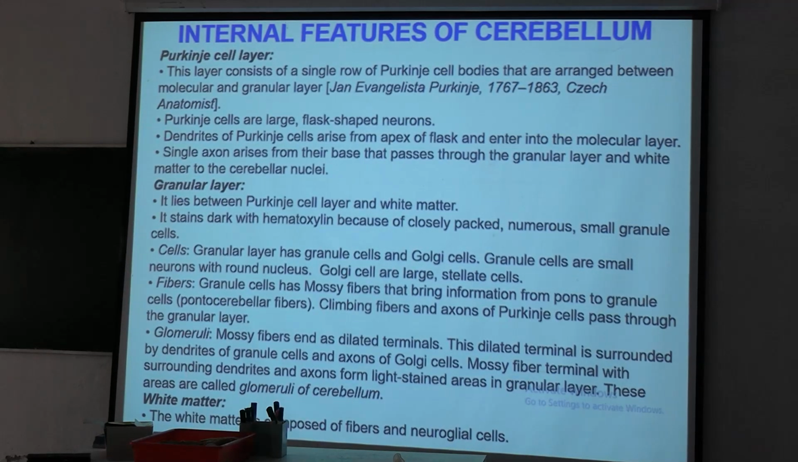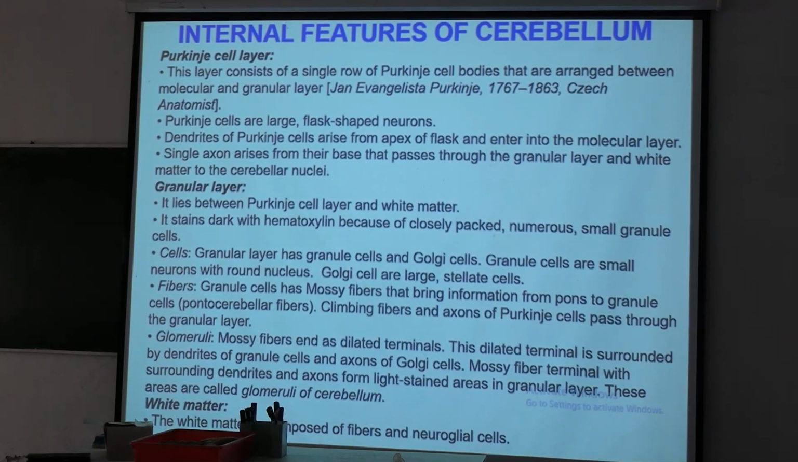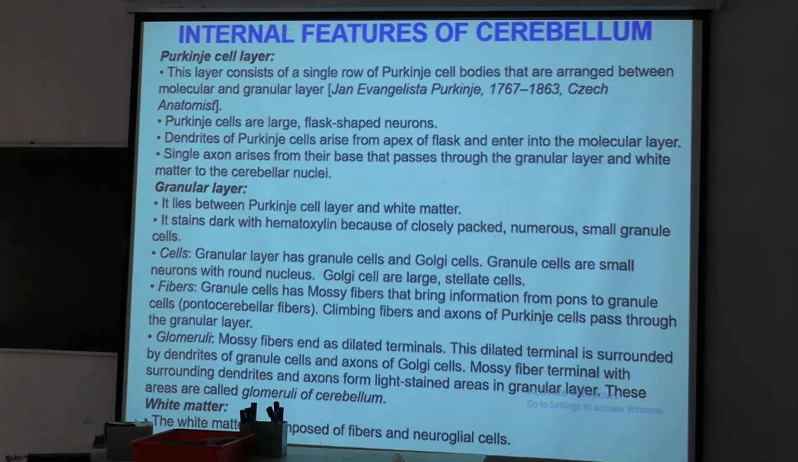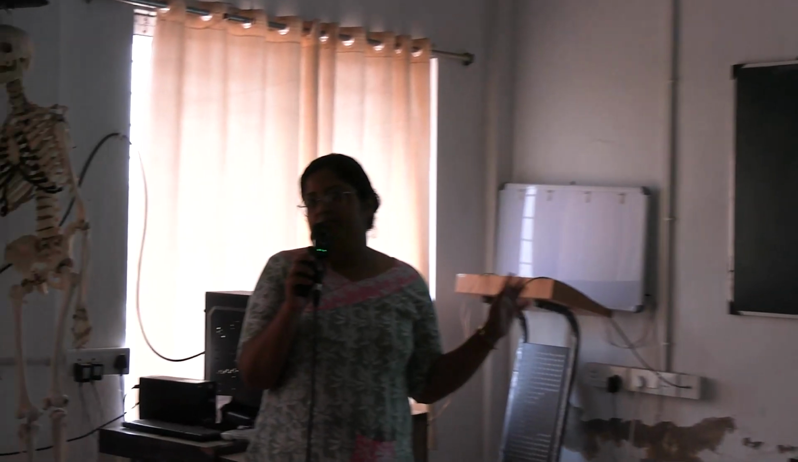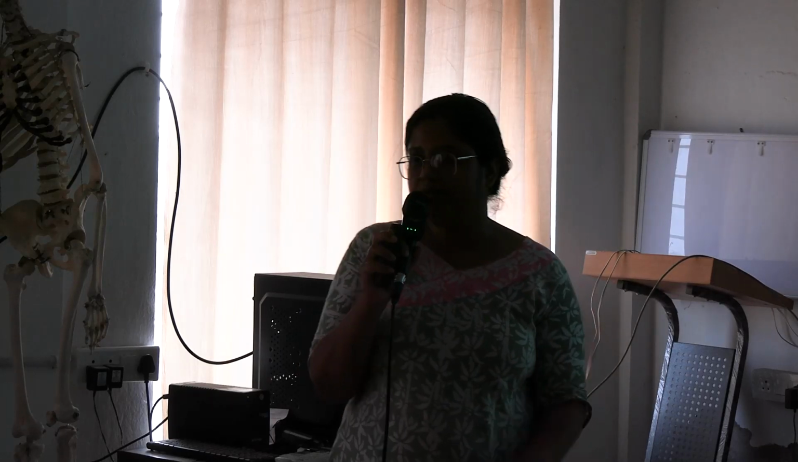And glomeruli, cerebellar glomeruli. Glomeruli you get in the kidney. Okay, so here also glomeruli formation occurs. Here blood vessels do not form glomeruli; nerve cell bodies and their different processes together form the glomeruli. This is asked in your viva: how the glomeruli is formed.